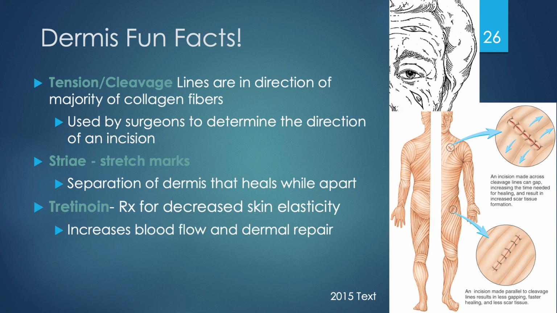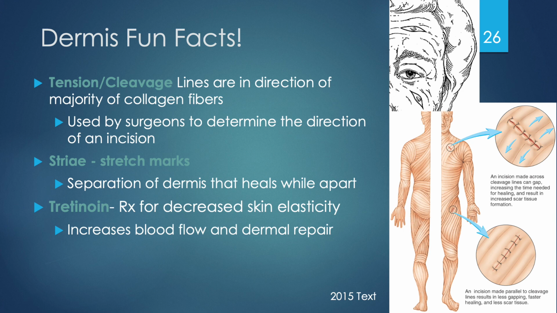Also, there's something called striae, which is just the medical term for stretch marks. Stretch marks are formed when the dermis stretches out beyond its normal elasticity, and then while it's pulled apart, it heals. Because it's healed, there are going to be some marks that remain indefinitely, and that's just collagen deposition because it's created a scar.